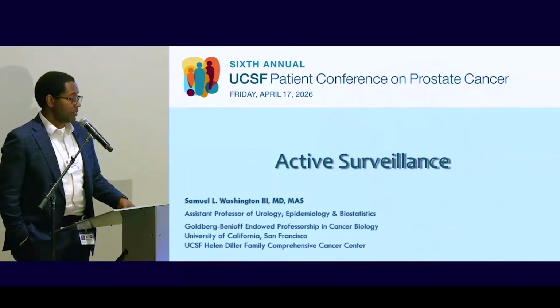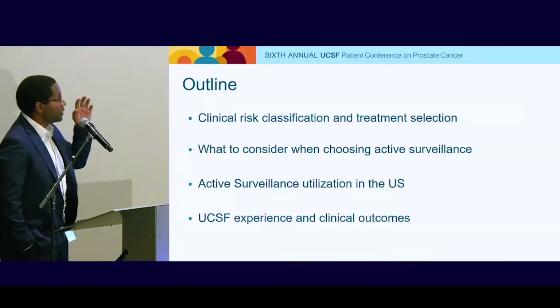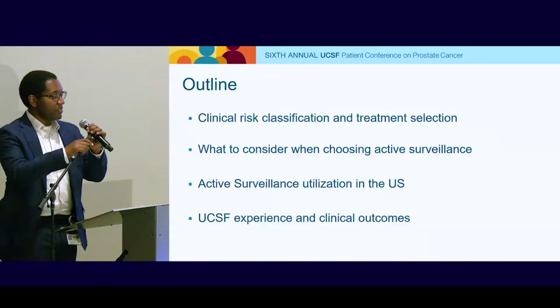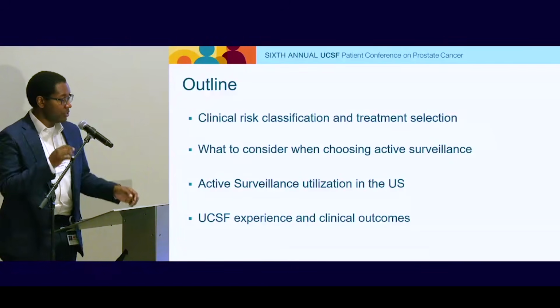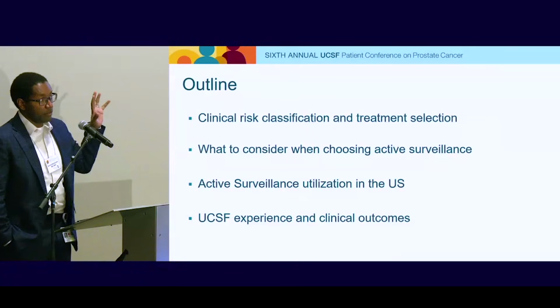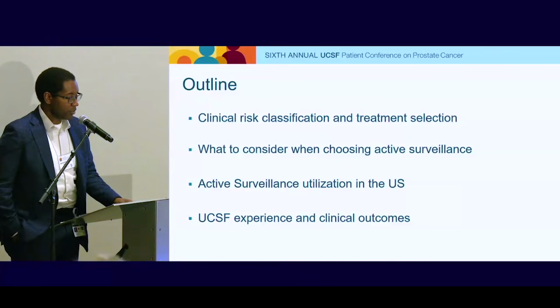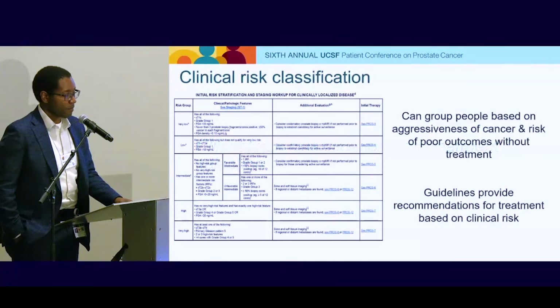I'll be going over active surveillance, what it is, what we consider. We'll talk about clinical risk stratification and treatment selection, what to consider when choosing active surveillance versus other treatment options, and then stepping out a little bit to how it's been used across the country and then our experience here at UCSF. So I'll go through all this quickly.